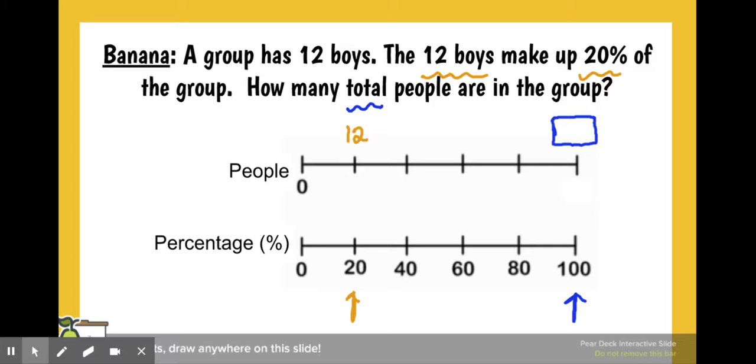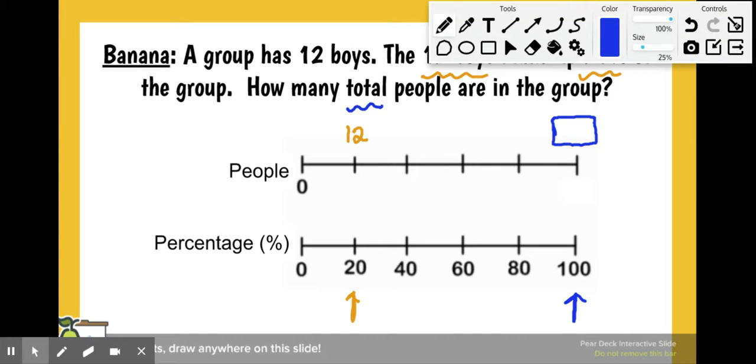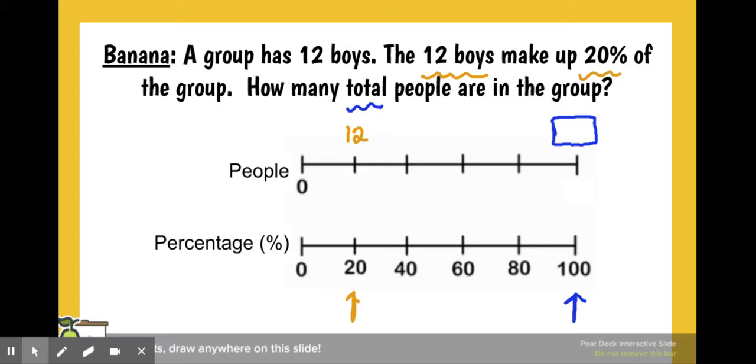All right, now I need to actually do the math. There's a couple ways I could do this, but I'm going to start by thinking, is there a way I can go from 20% to 100%? In my head, I do know that there is a way. I know that if I multiply 20 times 5, I'm going to get to 100. Remember, what I do to one number line, I have to do to the other. So I know my next step is to do 12 times 5.